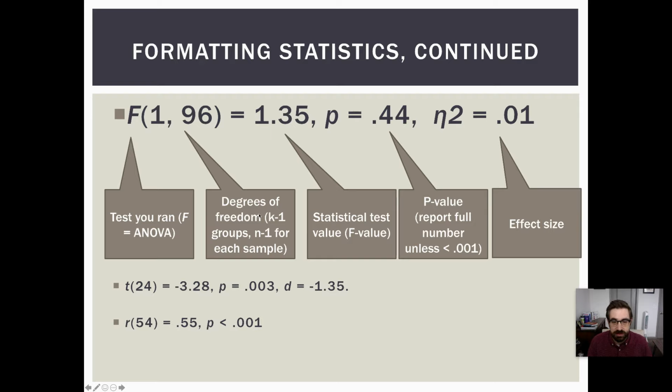Same principle is going to apply for any test that you run. So if you run a t-test or a correlation, you present the test, the degrees of freedom in parentheses, the test statistic, the value of it, your p-value, and then your effect size. Same thing applies for our correlation. In this case, for correlation, if you remember from statistics, we don't have an effect size because the correlation itself is an effect size.